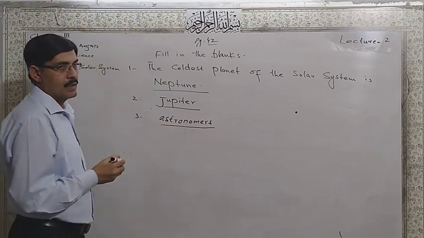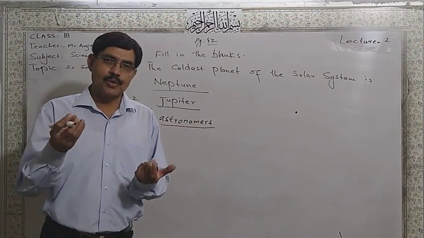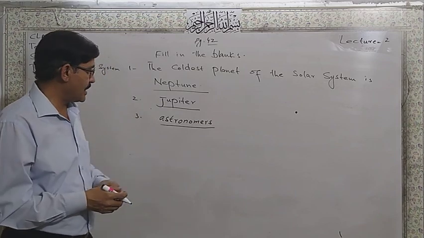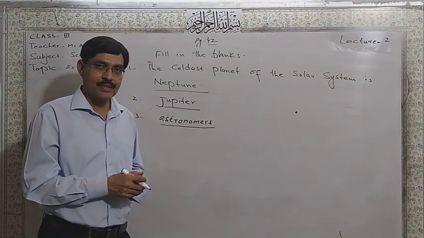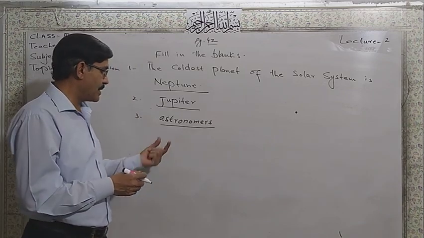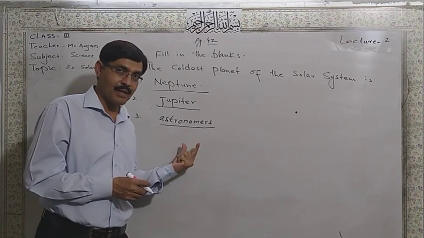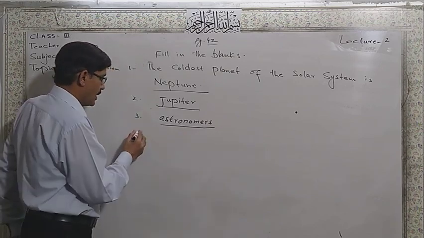Astronomers. Those people, especially those scientists who study space and the objects out there in space, are called astronomers. Number 4.